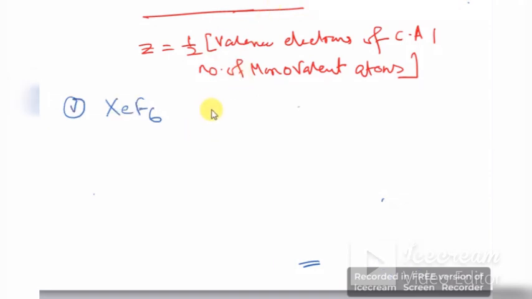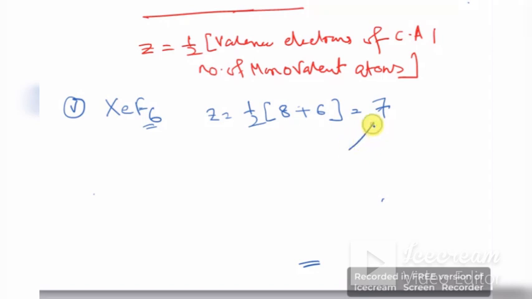Next structure, again see the value of Z. Z is equal to half of, again, xenon is a noble gas, so it will be 8 valence electrons. How many monovalent atoms? This is 6 monovalent atoms. 8 plus 6, 14, by 2, so it will be 7.